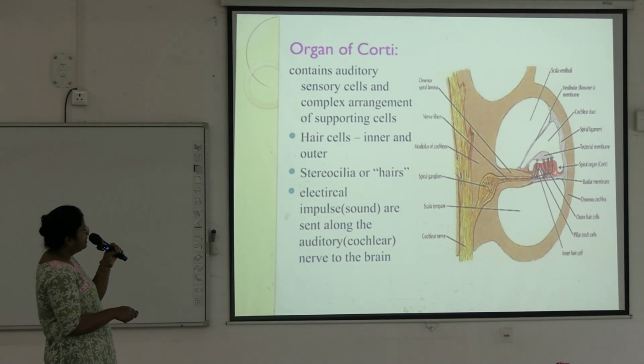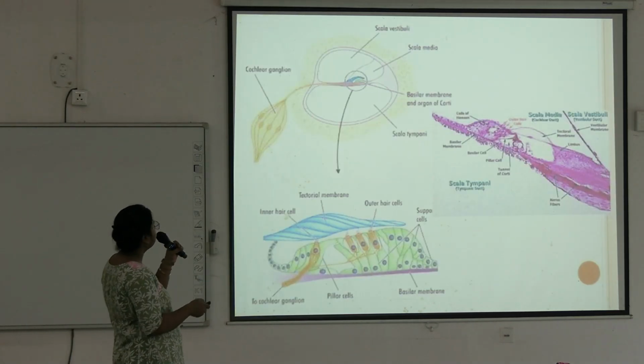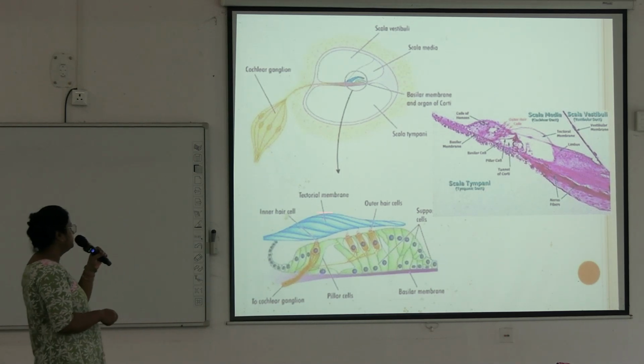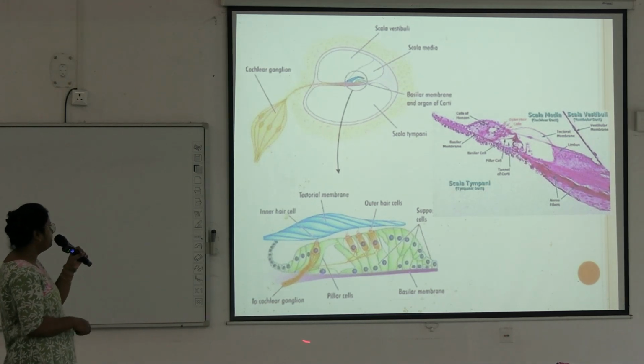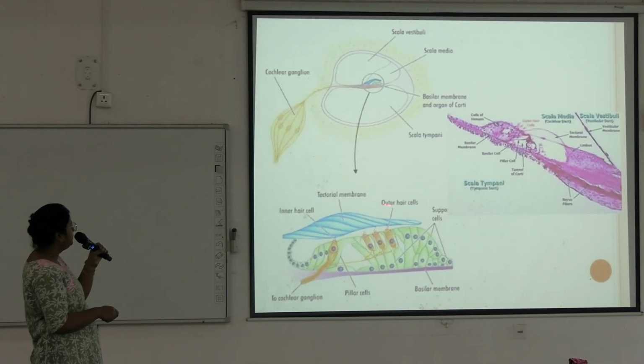to the brain. Here, the cochlear nerve is arising from the inner hair cells and this impulse is entering the brain. See here, this is a diagram of the organ of Corti. This is the tectorial membrane, inner hair cells, 3 rows of outer hair cells, and the rest are the supporting cells, all lying over the basement membrane.